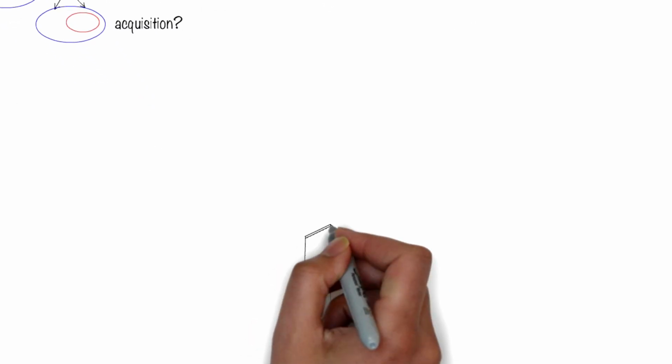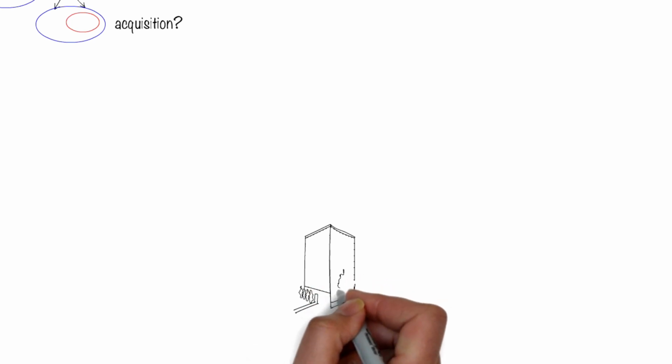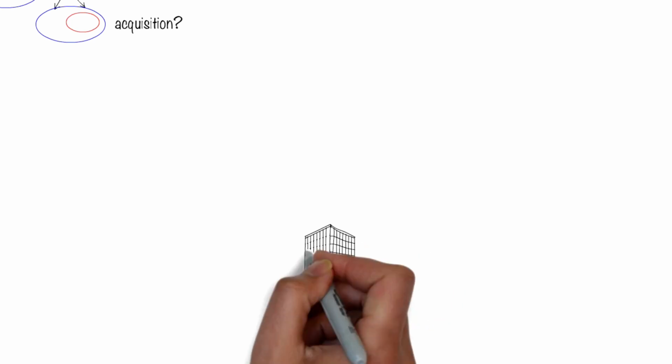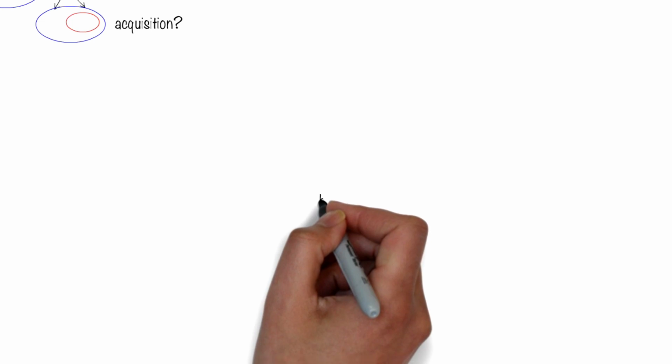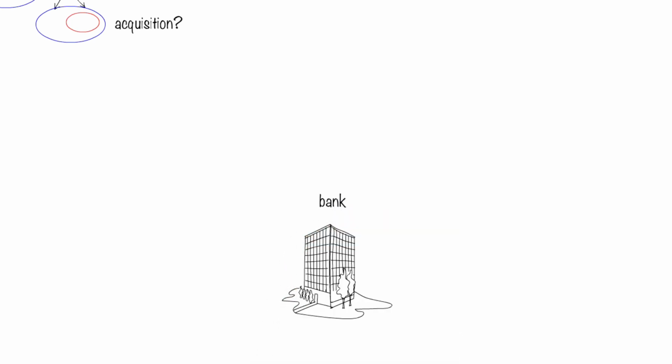In this video, I'll walk through a specific example of how a bank might use business architecture to explore its options and formulate its business strategy.